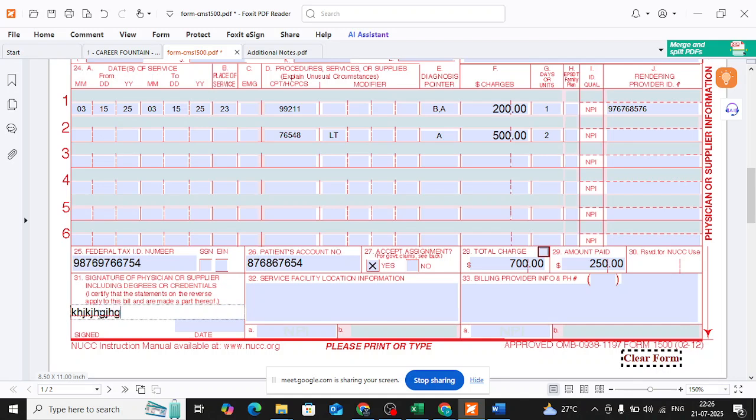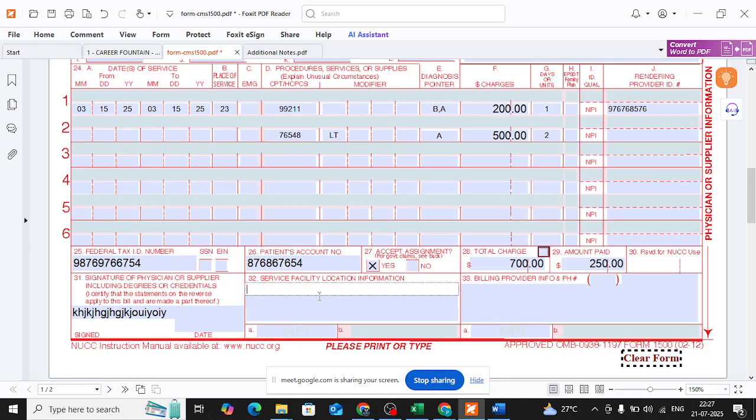Again, this is a digital signature, not a manual signature, and this is the date on which it has been signed. Now, box 32 and box 33, we should not get confused between 32 and 33. Many times the interviewer can ask you and we give the wrong answer. So remember that box number 32 is for the service location information.